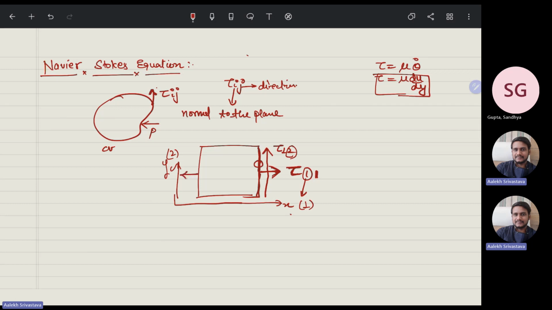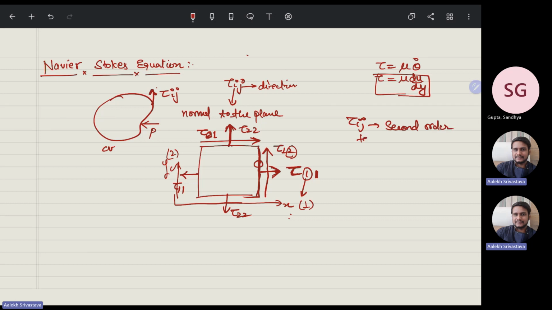Similarly, for this, if you draw in this way, it is tau 1 1. If you draw in this way, it is tau 2 2. Here also it is tau 2 2. Now for this, if I draw, what does it equal to? Tau 2 1. Why 2 1? Because 2 indicates the area is in y direction, and 1 indicates that this is parallel to x axis. Okay. So in this way it is represented, and this tau ij is called second order tensor.